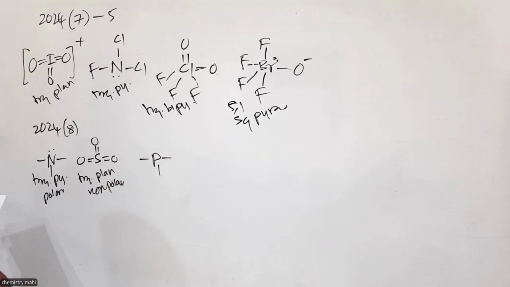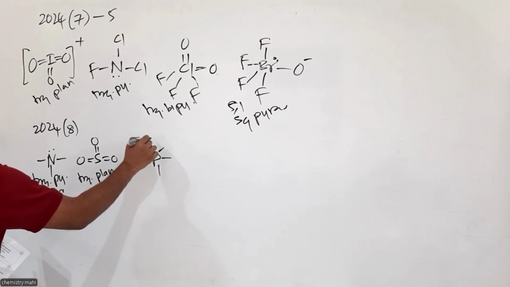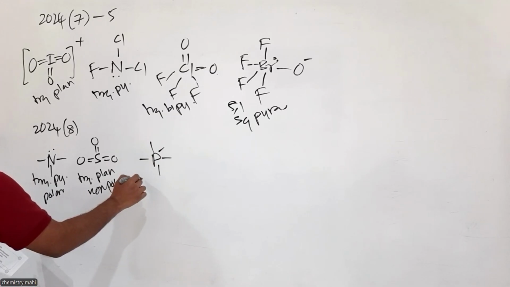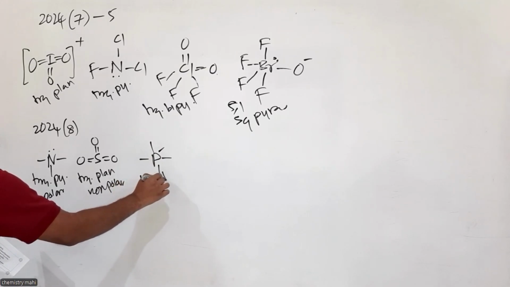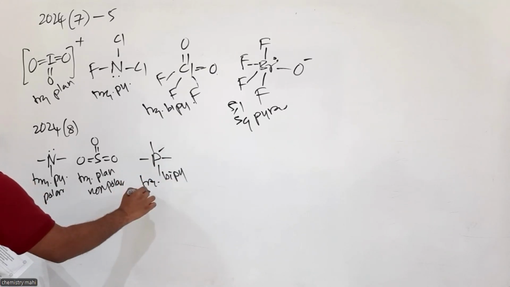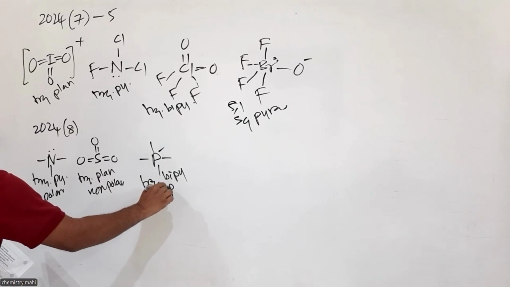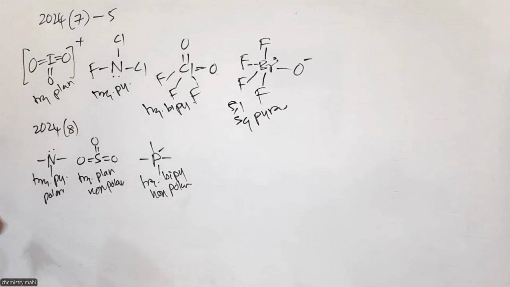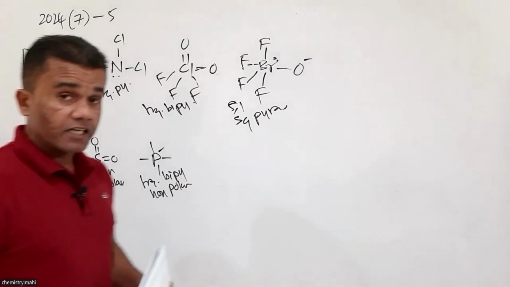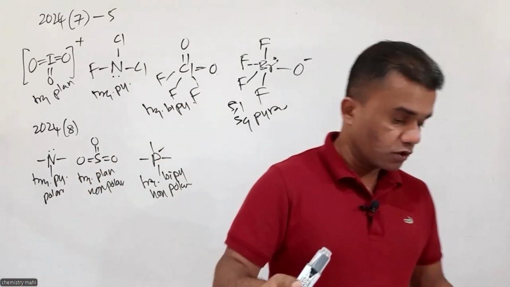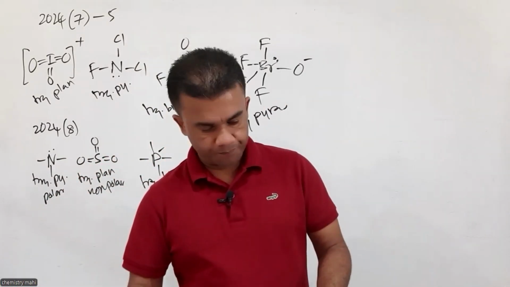Next one, PCl5. Then it's a trigonal bipyramid. The trigonal bipyramid comes under the non-polar category. Yes, the statement is correct. NCl3 is the only polar one. It's true. The question asks for the incorrect one.